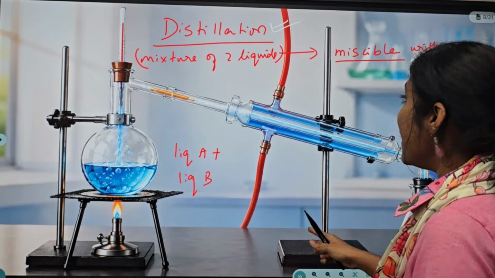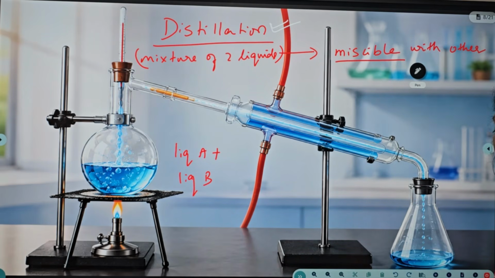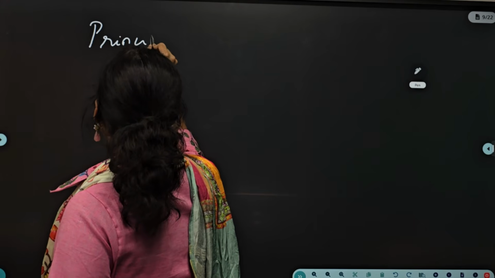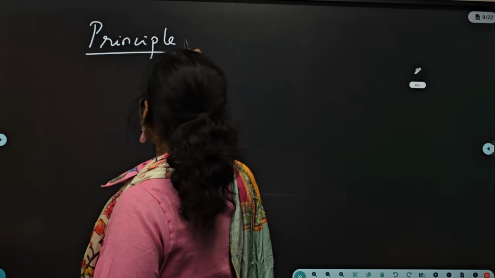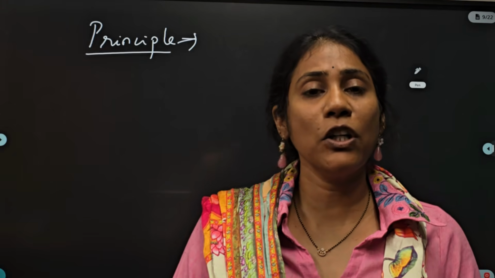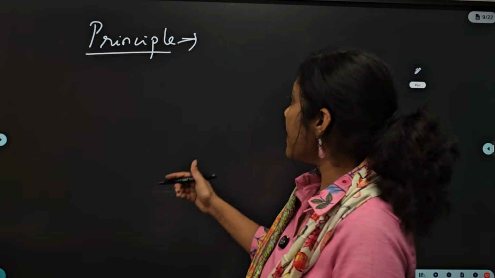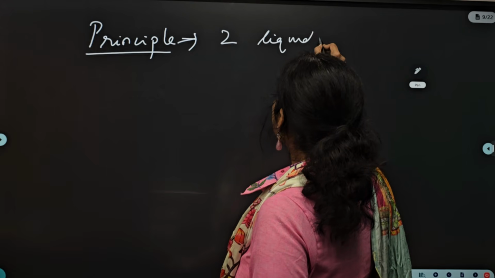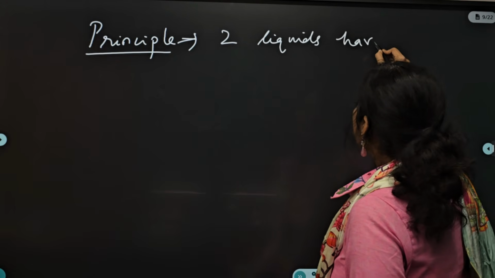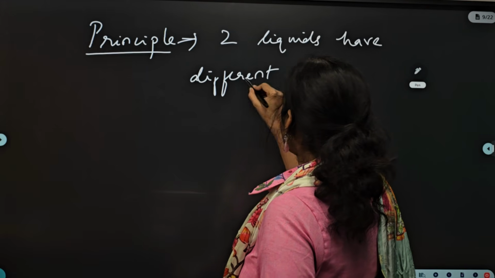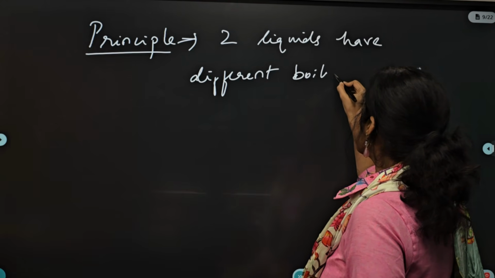And what is the principle behind this? What do you mean by principle here? Logic. In what way are they getting separated? What is the chemical logic behind this? That is what we call a principle. The principle is that two liquids have different boiling points. Two liquids have got different boiling points, isn't it?